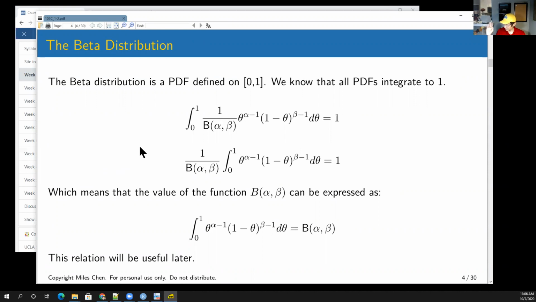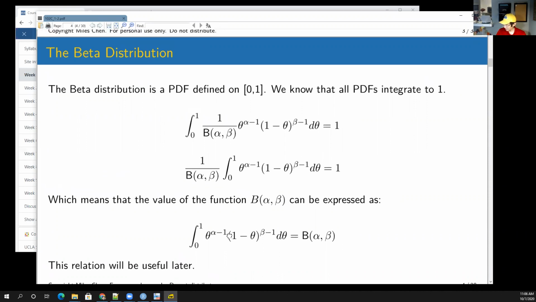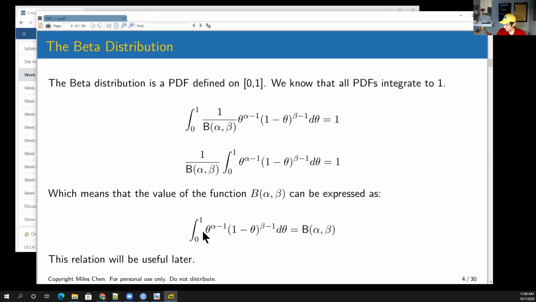Okay, so anyway, is this relationship okay? We're going to say that the integral of this thing is going to be equal to this. We're just taking advantage of the fact that this is a PDF, and PDFs have to integrate to 1. This relationship will be useful for us later.